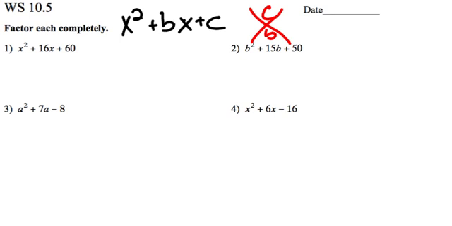Remember, when we have a trinomial with the highest exponent or degree being 2, and the leading coefficient is 1, so there is no number that we can see in front of the x squared, then we can use this method where we take our constant and look for ways to multiply to 60. And which pair of numbers multiply to 60 and also add to 16?